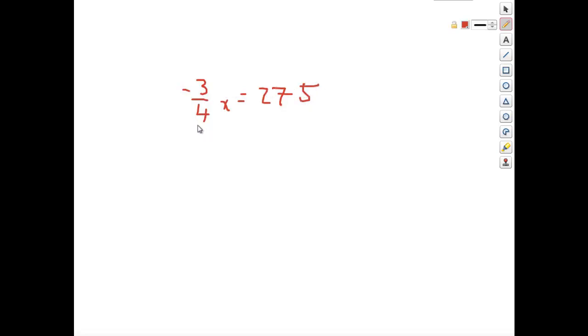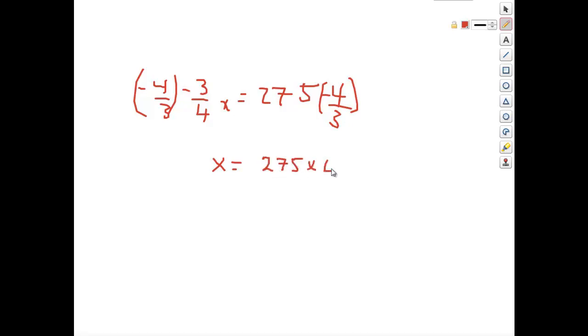Now we can simply divide both sides by negative 3/4 and come up with an answer, but we do it more conveniently by multiplying by negative 4 over 3, which is the reciprocal. Same thing on the other side, because an equation is a balance. And we get x equals 275 times 4 over 3, and the sign of that term is negative. What are some other things we can look at?